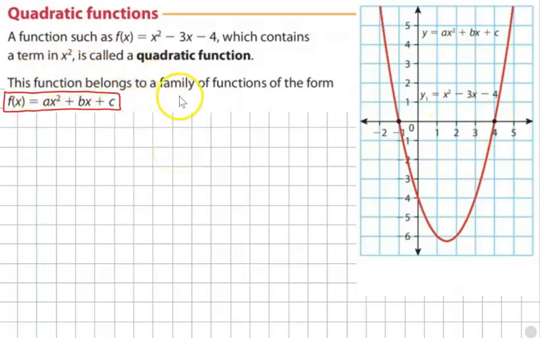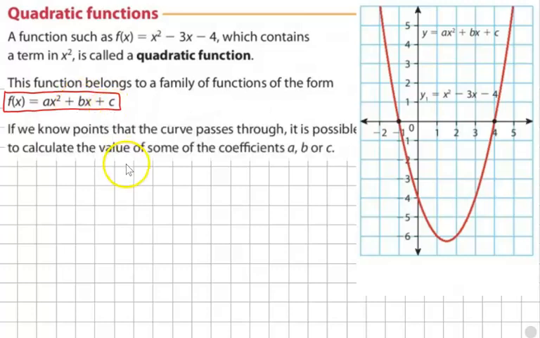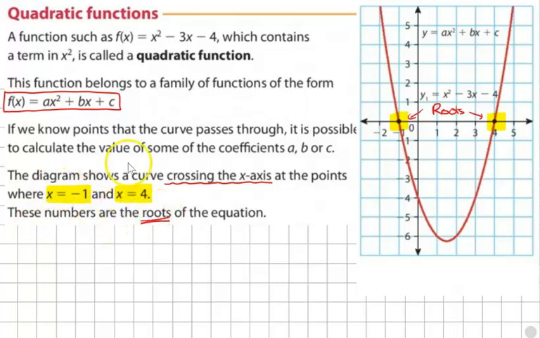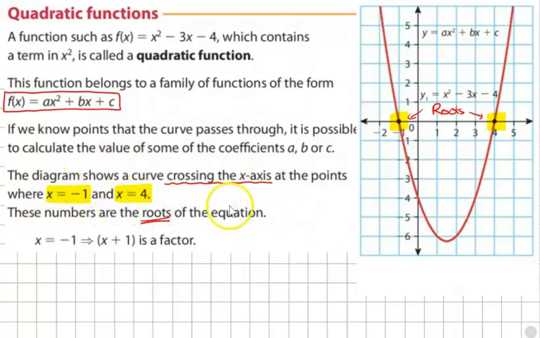This function belongs to a family of functions in the form f of x equals ax squared plus bx plus c. So where we have an x squared term, an x term, and then a constant. If we know points that the curve passes through, it is possible to calculate the value of some of the coefficients a, b, or c. The diagram shows a curve crossing the x-axis at the points where x is equal to minus 1 and x is equal to 4. So highlighted there in yellow, the roots of the equation. These numbers are the roots of the equation.